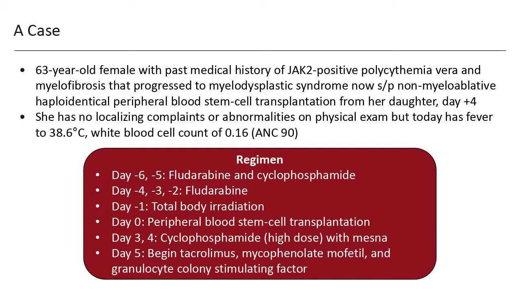She's got no localizing complaints or abnormalities on exam, but she has a high fever of 38.6 and her ANC is 90. This is her regimen. Her current medications are standard prophylactic drugs at Hopkins, and I think that this is a very common scenario. It's one that I'm putting up here to outline critical questions that I'm going to be talking about in this talk. How do we assess individual risks for invasive fungal infections?